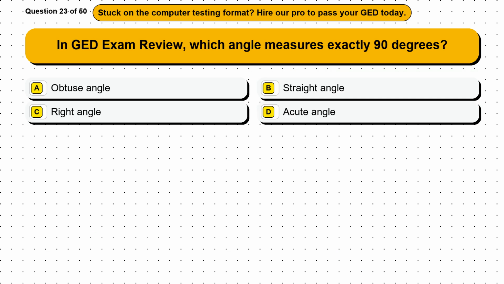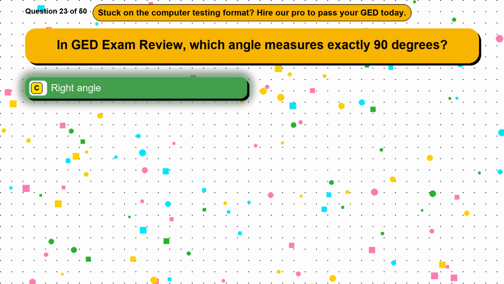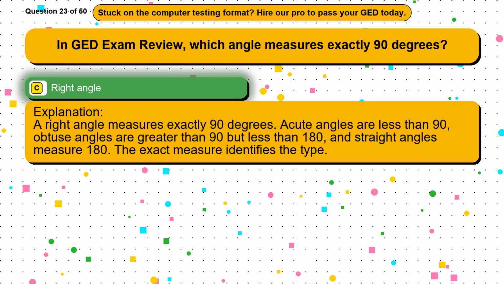Question 23. In GED exam review, which angle measures exactly 90 degrees? Option A, obtuse angle. Option B, straight angle. Option C, right angle. Option D, acute angle. The correct answer is option C. Right angle. A right angle measures exactly 90 degrees. Acute angles are less than 90, obtuse angles are greater than 90 but less than 180, and straight angles measure 180. The exact measure identifies the type.